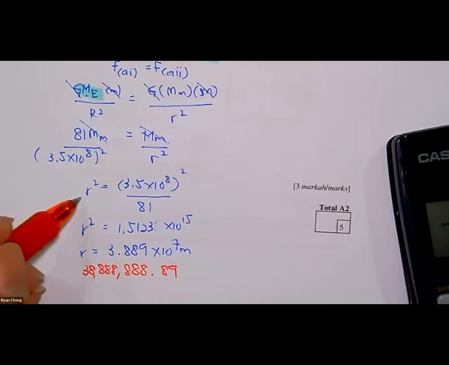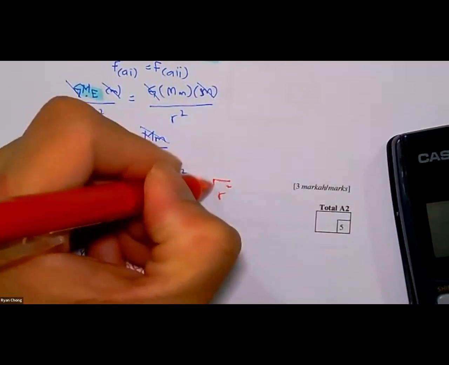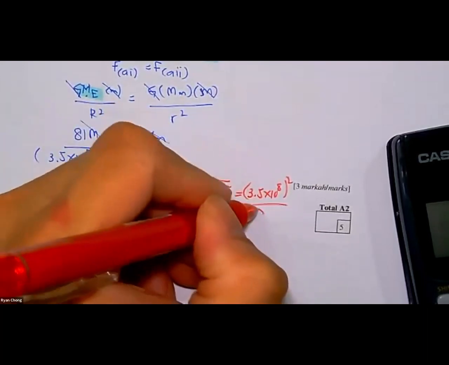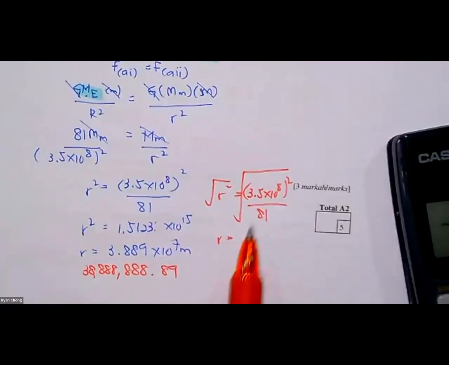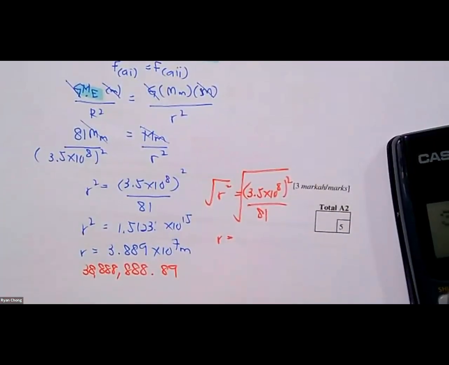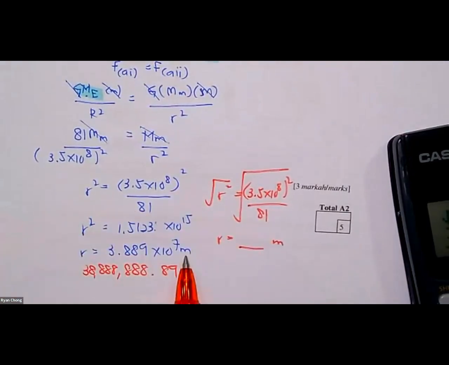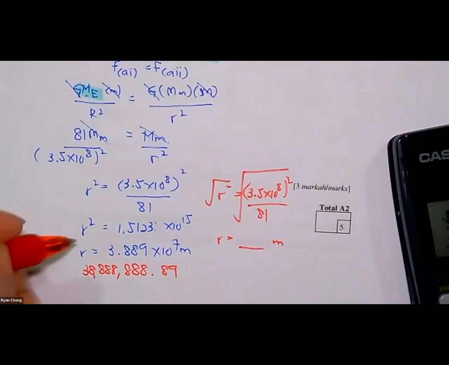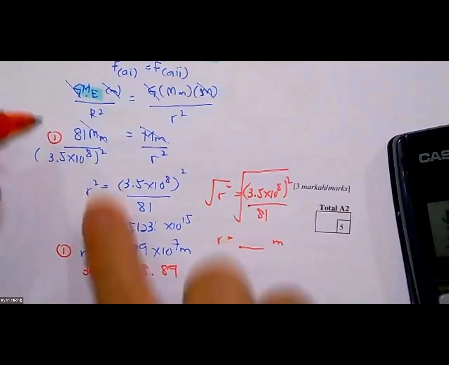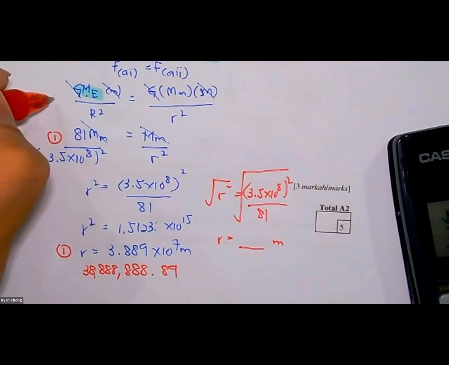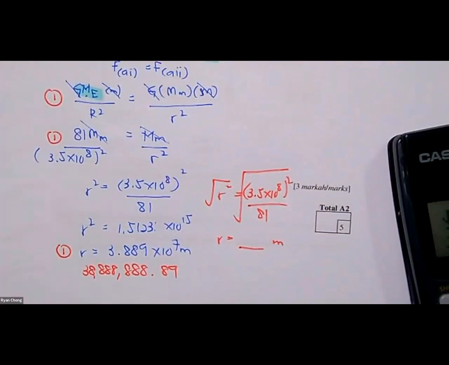Another way, students will try to square root it. It means you square root both sides. 3.5 times 10 power of 8 to the power 2 divided by 81, square root. Then you can get the answer straight away. So you also will get the same answer. No problem. Don't forget the unit. Unit lost, then everything lost. Okay. Right. So 3 marks: how we get the final answer, 1 mark. Substitute correctly, 1 mark. You write the equal sign, 1 mark. So that's the way you get the 3 marks there.